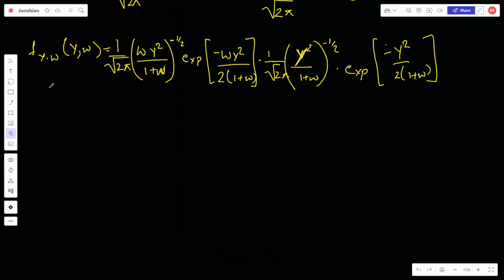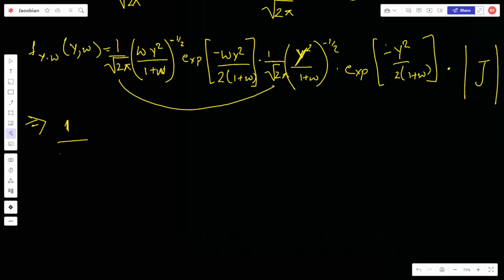So now that we have our distribution, we're going to be multiplying our distribution by the absolute value of Jacobian that we found out earlier. So simplifying the above distribution, we can multiply these two together, and that's just going to give us 1 over 2 pi.